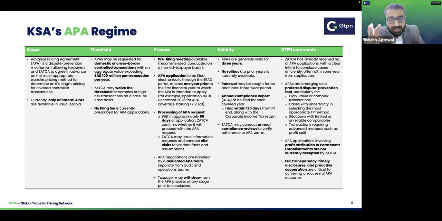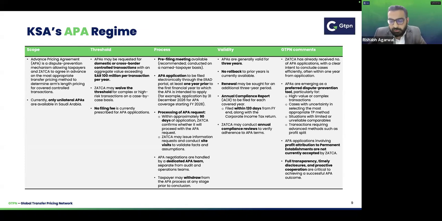And hence, I also mentioned during the TP methods the profit split. So ZATCA itself recommends, if you want to use a profit split, no problem. You come to me, you talk to me, we'll set the assumptions right, and I will give you an APA for using a profit split method also. Right. So that is there.